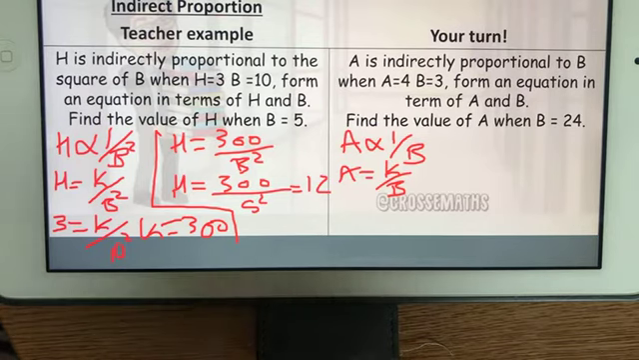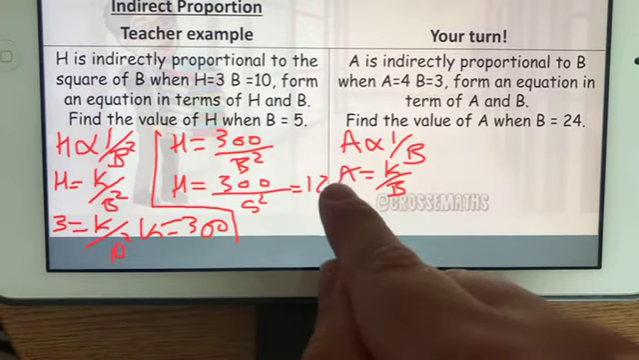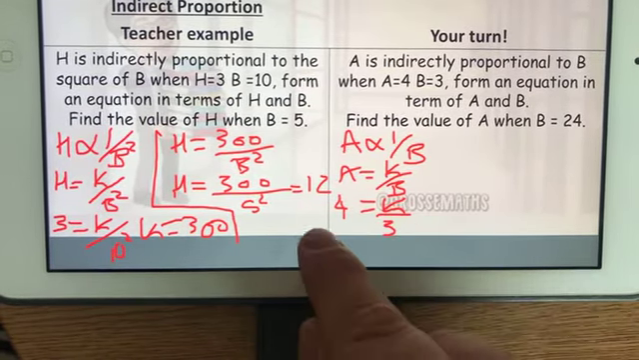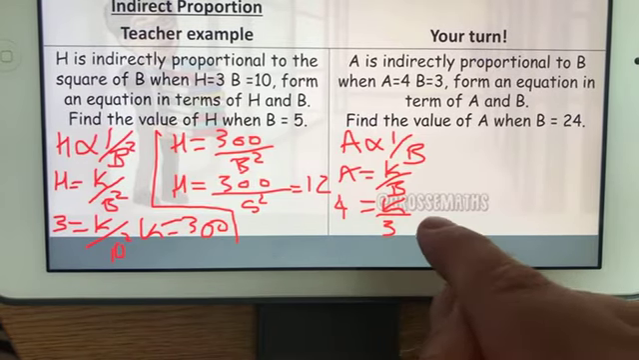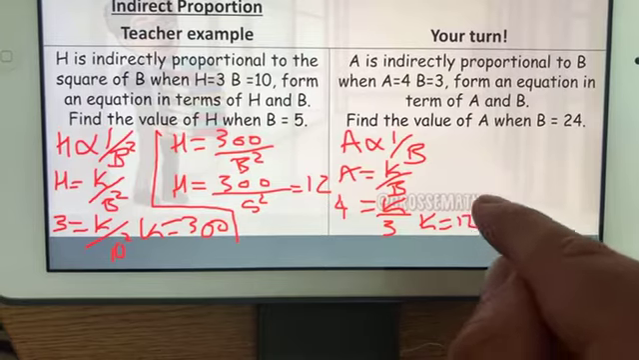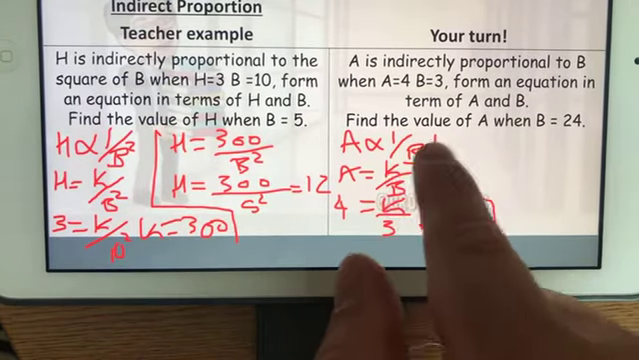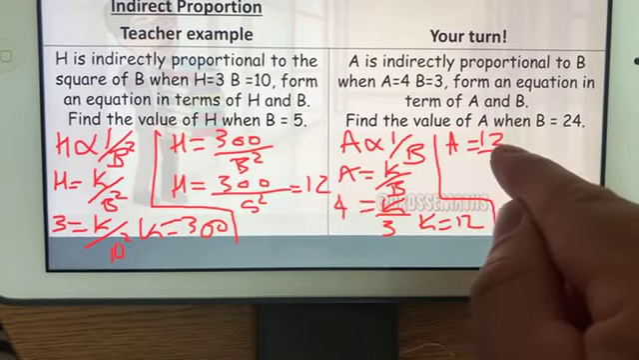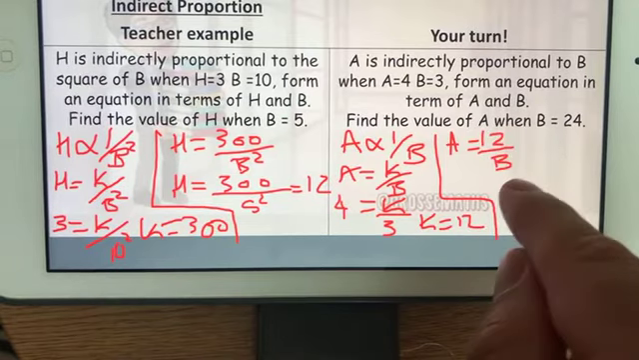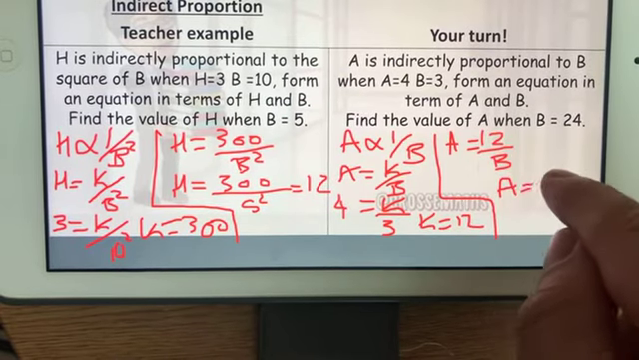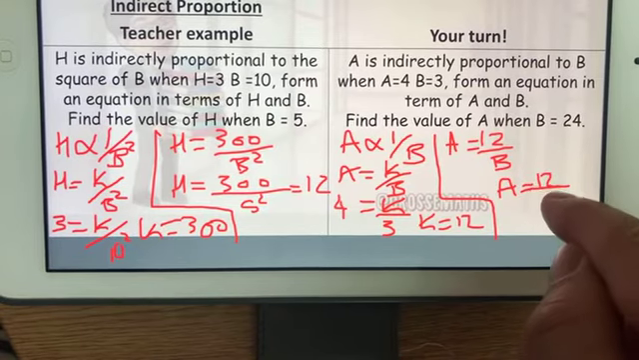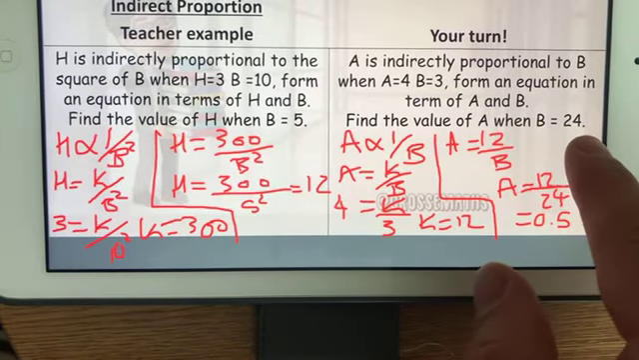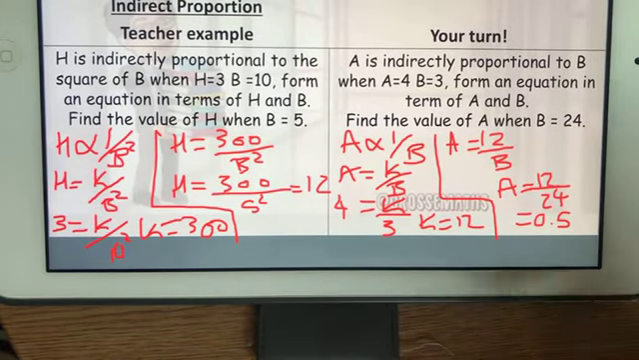Right, so they say when A is 4 and B is 3, so A is 4 equals K over B, which is 3. So 4 equals K over 3. That would mean if I times through by 3, K would equal 12. Okay, I know my formula then is A equals 12 over B. They want to find the value of A when B equals 24. That means A equals 12, which is K, over B, which is 24. 12 over 24, that simplifies to 0.5 or a half. So when B is 24, A is 0.5. And that's it. That's all you're essentially doing on these ones.